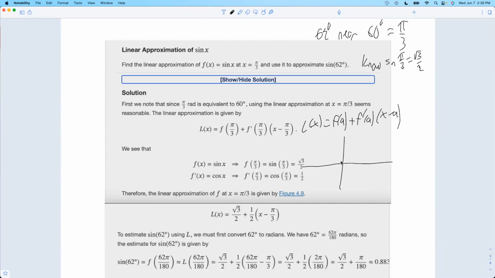So if we're thinking about the graph, 60 degrees is about here, pi over 3 radians. We're finding the equation of that tangent line right there. That right there is that line.